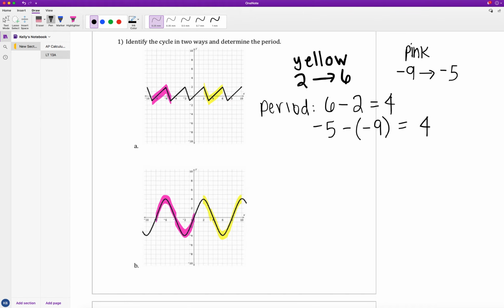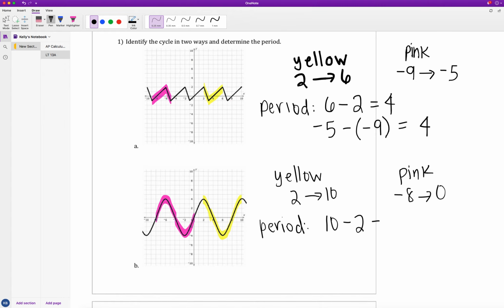Now if we're going to calculate the length of the period on here, let's look at the yellow one first. The yellow one is going from 2 all the way to 10, and the pink one is going from -8 all the way to 0. Well, if I calculate the distance between those two, it's going to be final minus initial, which in the first case gives me 8. So hopefully in the second case I get 8 as well, and we get the final of 0 minus the -8, which is also positive 8. So regardless of which way we looked at the cycle, we get the same period length of 8 for this periodic function in example B.